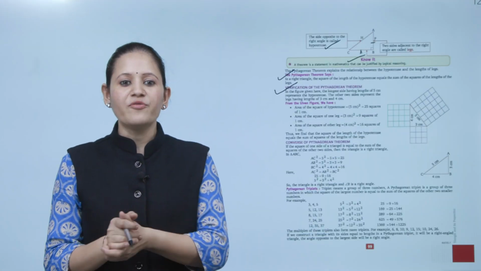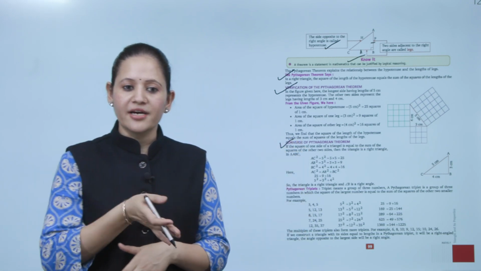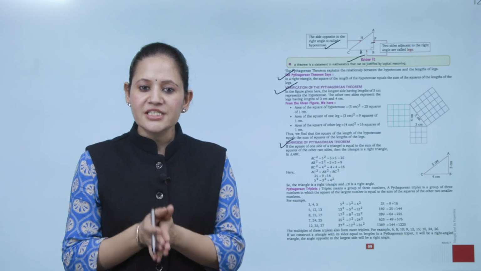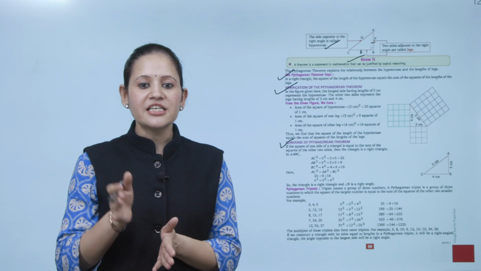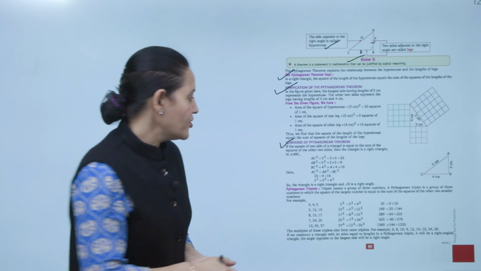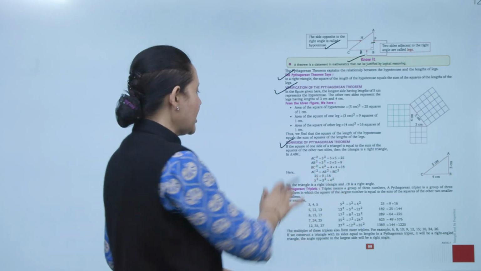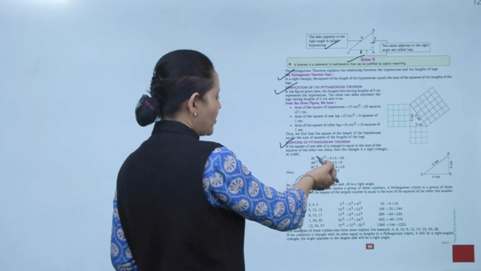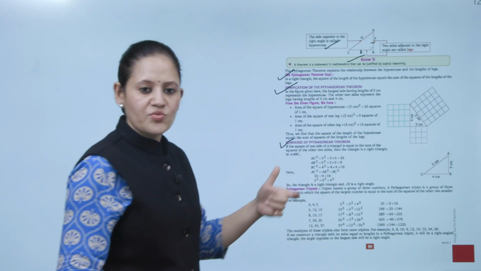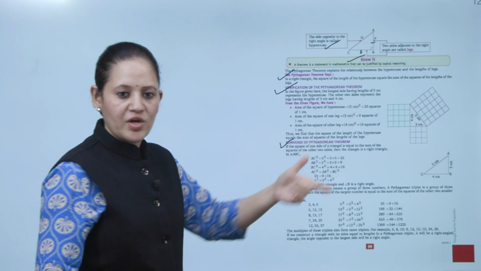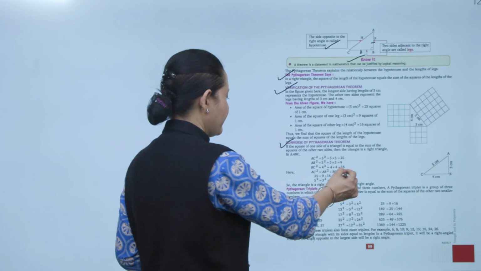Next is converse of Pythagorean theorem. Converse means uska ulta. If the square of one side of the triangle is equal to the sum of the squares of the other two sides, then the triangle is a right triangle. So, here AC square, that is 5 ka square 25, AB square, that is square of 3, that is 9, BC square, that is square of 4, that is 16. So, AC square equals AB square plus BC square, means 25 equals 9 plus 16, that is 25.